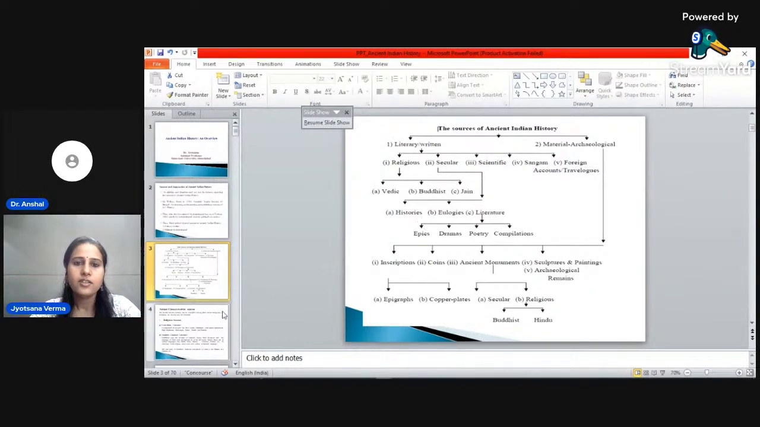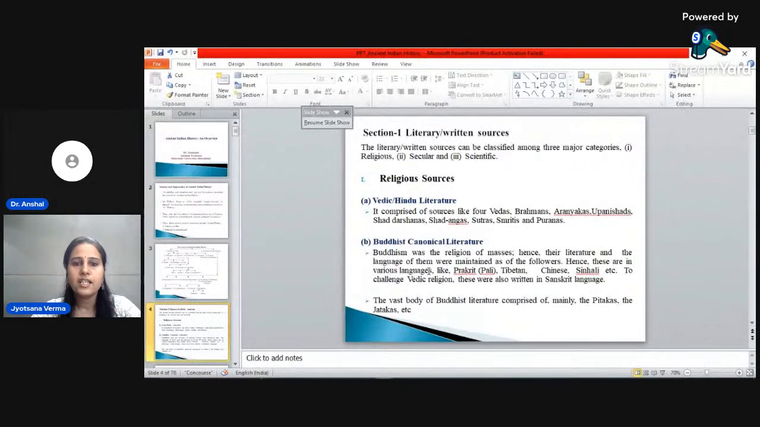So there are two types of sources. Let me cover them one by one. First are the religious sources. The religious sources are divided into three categories. First is Vedic, also called Hindu literature, in which there are the four Vedas, Brahmanas, Aranyakas, Upanishads, Shadarshan, Shadanga, Sutras, Smritis and Puranas. These are the Vedic sources, Vedic literature.